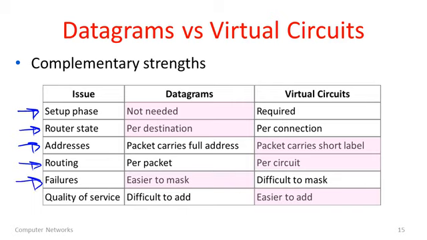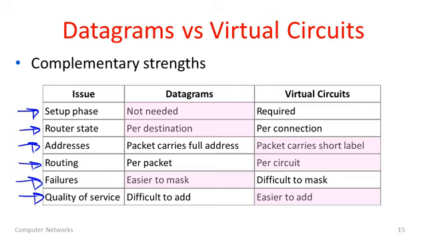Failures, on the other hand, well, in datagrams, failures are actually easier to mask because we're not storing any information in the network about a circuit and how to handle it. With virtual circuits we are, so if the router that holds that state blows up, we're kind of stuck, we've lost something and we have to scramble to do a lot of work to repair it. So in theory, datagrams should be easier to mask failures in than virtual circuits.